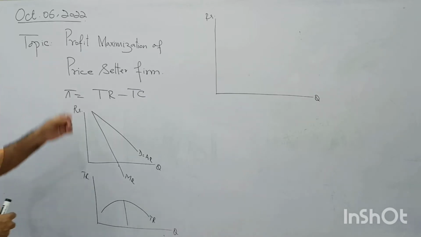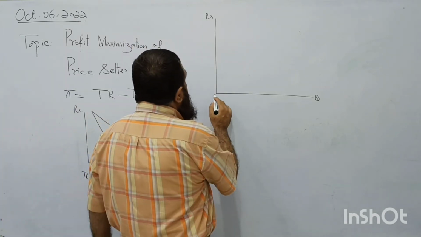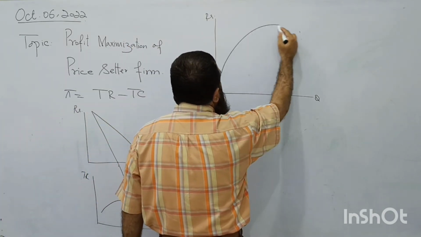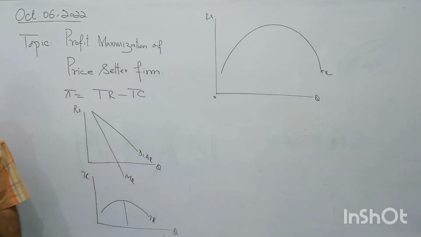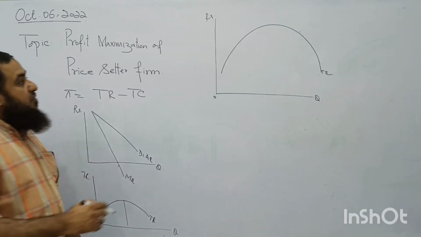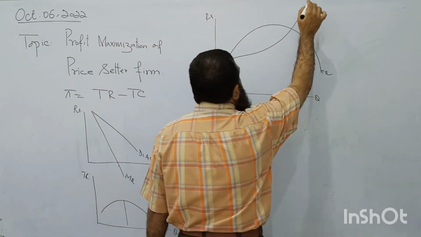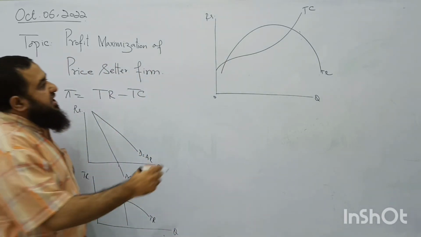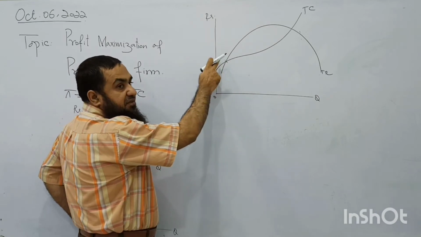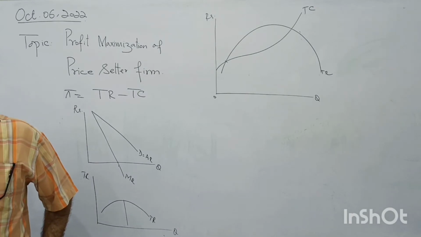Usually the firm is the price setter. Now see, please be attentive. This is the shape of the total revenue curve. We had drawn it in our previous lesson when we were studying the revenues of the firm. What is the shape of the total cost curve? This is the total cost curve. Clear? You can see here total revenue and total costs are equal. So profit is 0.